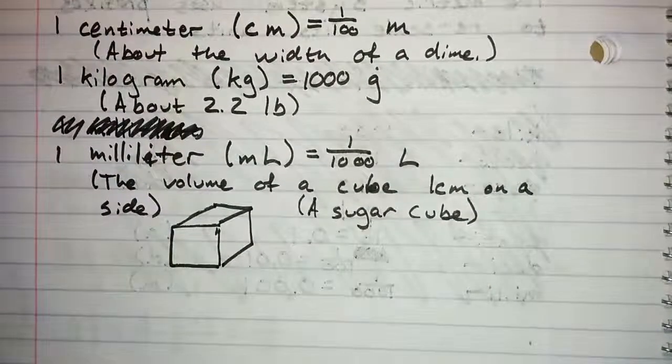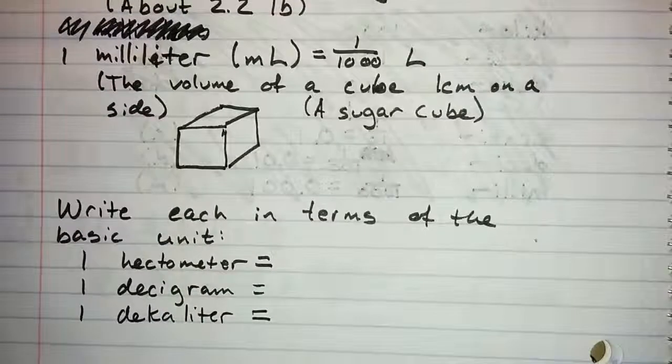I'm going to have you practice with the prefixes just a little bit. Write each of these in terms of the appropriate basic unit. 1 hectometer, 1 decigram, and 1 decaliter. Pause the video and try this now.